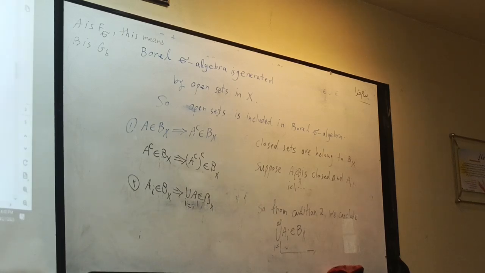A countable union of G delta sets is called G delta sigma, and a countable intersection of F sigma sets is called F sigma delta. Okay, these are definitions, and we do not need to prove definitions.